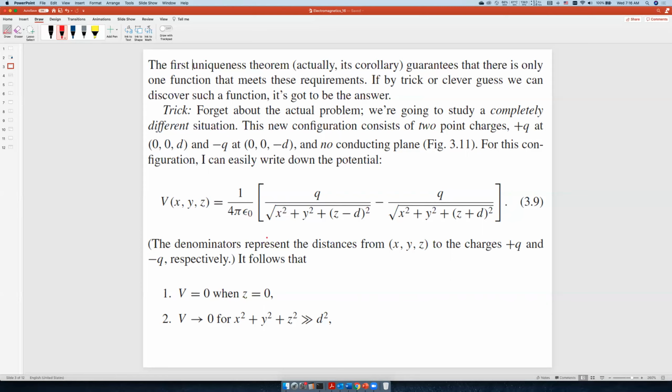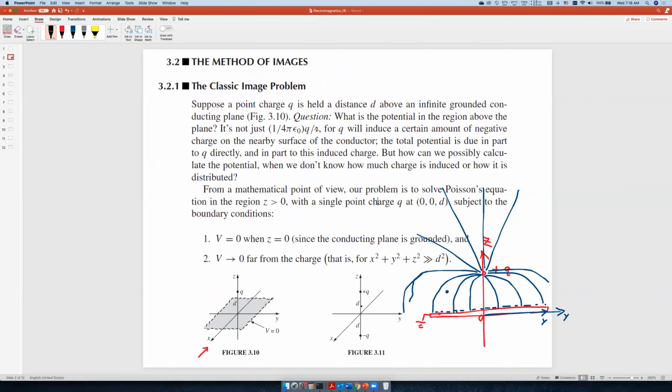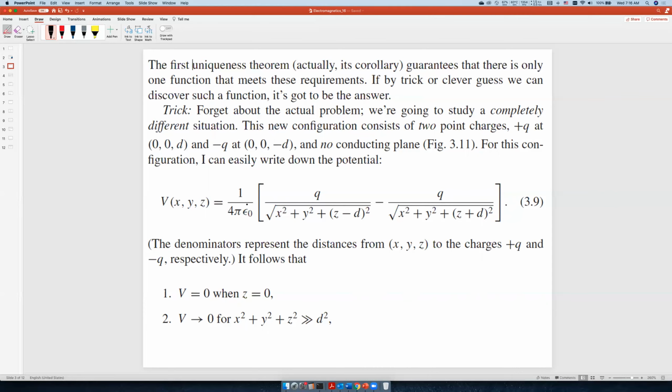Okay, now let's forget about the real situation, which is a charge and a conductor, as I showed here. Let's consider another situation, which is a charge plus Q here. This is the y-axis, sorry. This is the y-axis, and this is the z-axis.